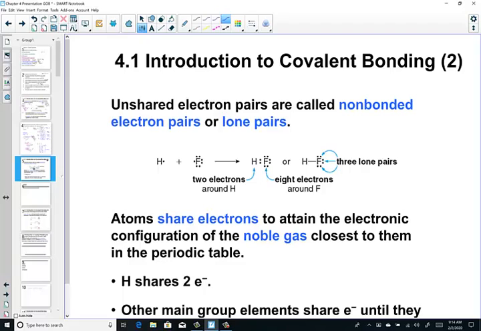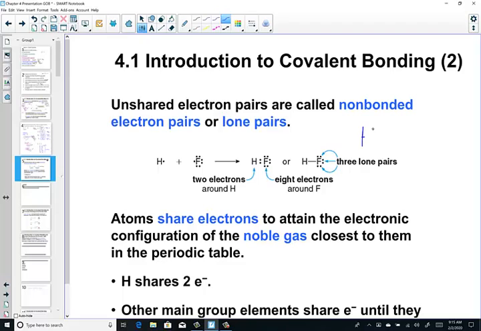All right, so we've introduced quite a bit there. We've talked about shared pairs of electrons. We've talked about single, double, and triple bonds. Let's take some next steps and catch the notes up to what we've been practicing with those diatomic molecules. We have some unshared electron pairs that are called non-bonded electron pairs, or just simply lone pairs.